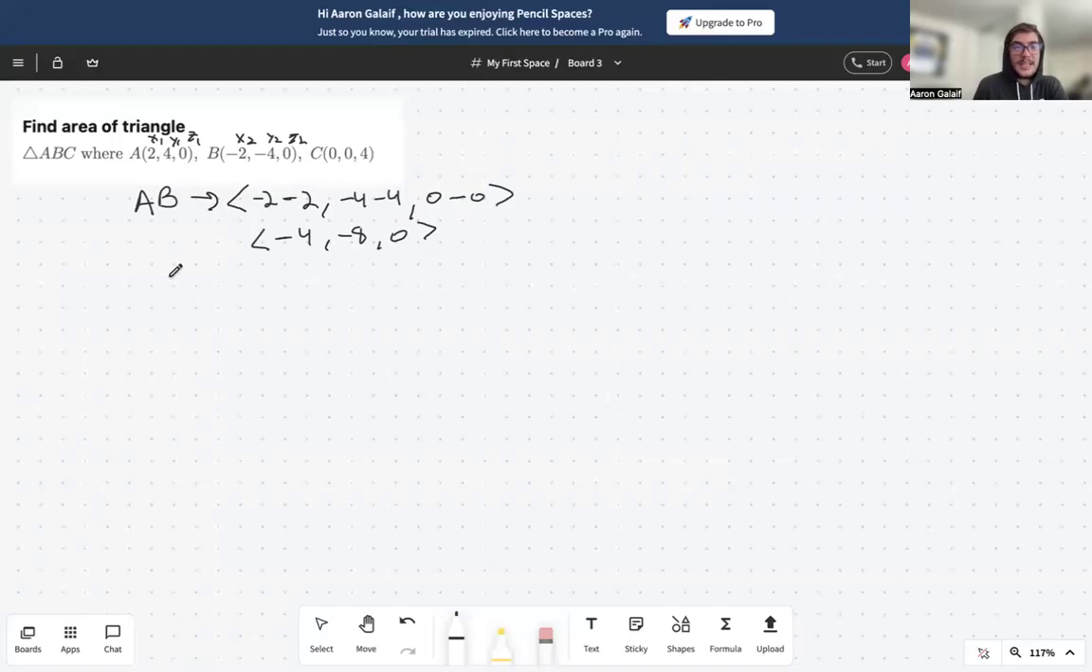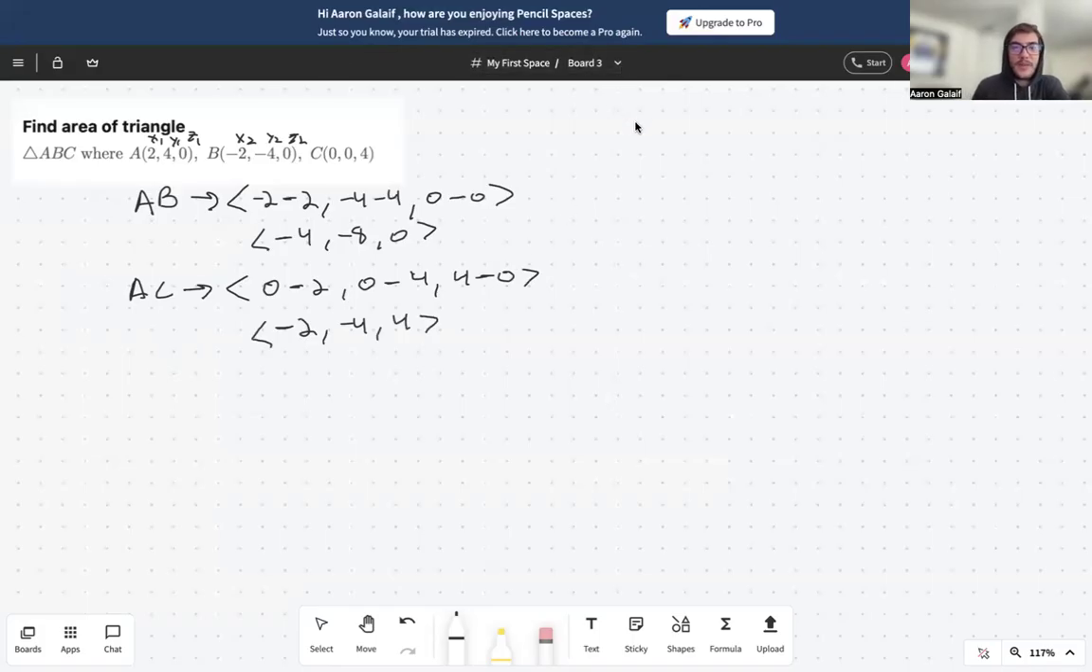Now we're going to find AC. So AC, we're going to do the same exact method: x2 minus x1, y2 minus y1, and z2 minus z1. Perfect. We do some math, solve that out, and we get -2, -4, 4 as my vector for AC. All right, perfect. That is the beginning part of that.